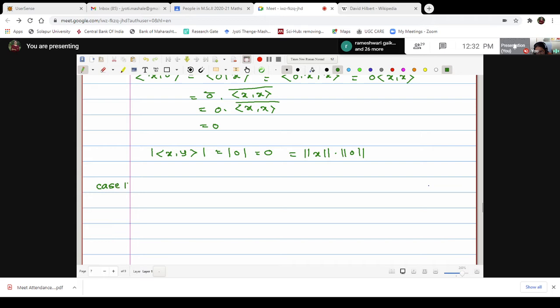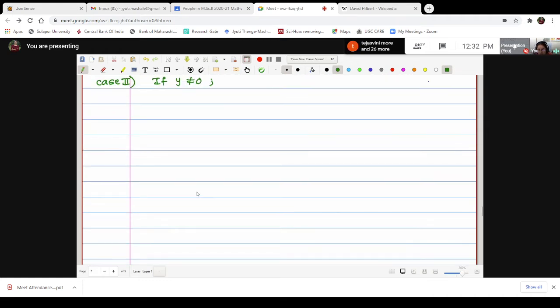Let us discuss the second case, if y is not equal to 0. As we are discussing y not equal to 0, here x may take 0 value or non-zero value. To prove this result, we will start with any scalar, say lambda. For any scalar lambda in C, let me consider norm of x minus lambda y. We know that norm is always a non-negative quantity.